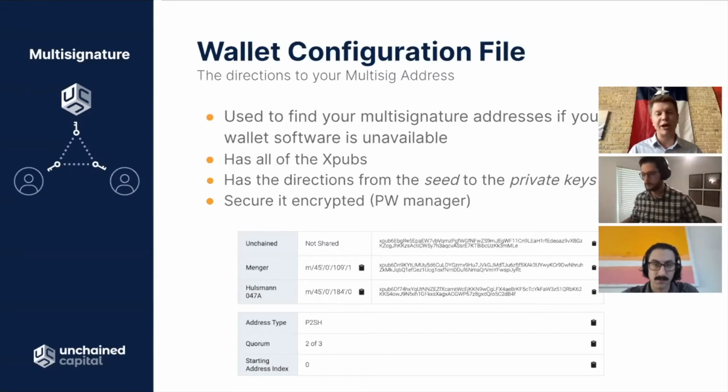The configuration file has all of your extended public keys that were used to create your addresses, and it has directions that your private keys can follow if you need to ultimately move your Bitcoin. So this wallet configuration file is available for our clients in your Vault interface. It's the 3 vertical dots in the upper right-hand portion of the transact tile under the label external spend info. And you can download this file to your computer.